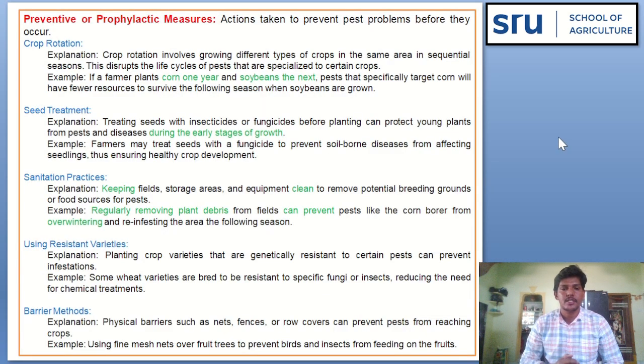Already we discussed that in preventive or prophylactic measures, actions are taken to prevent pest population before they occur. For that we can follow crop rotation, seed treatment, sanitation practices, using resistant varieties and barrier methods. If we are doing this, then there is less chance of pest occurrence. That's why we call this measure preventive or prophylactic.